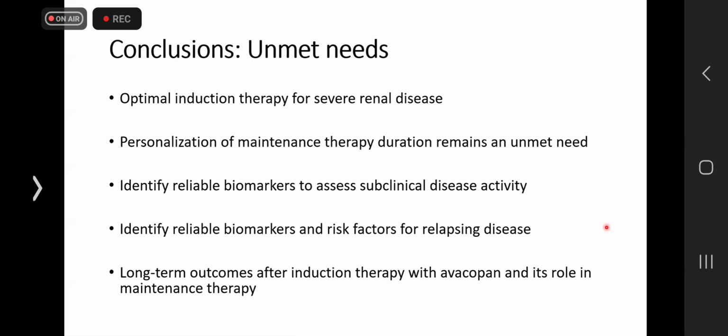Other unmet needs include optimal induction treatment for severe renal disease. No trial has really addressed it. Personalization of maintenance therapy, identifying reliable markers to assess subclinical disease activity is quite important. Again, biomarkers to assess relapsing disease, and then studies looking at long-term outcomes after induction therapy with avacopan and avacopan alone in maintenance therapy are also required.